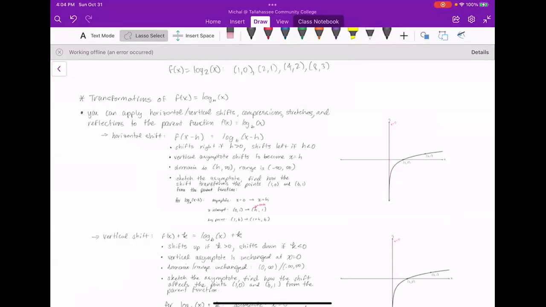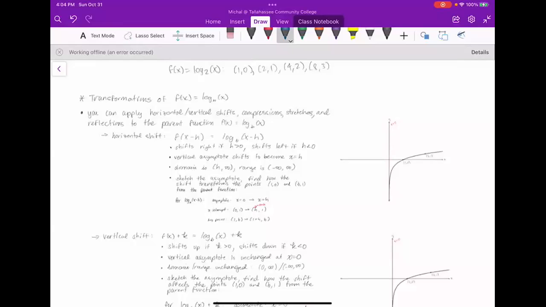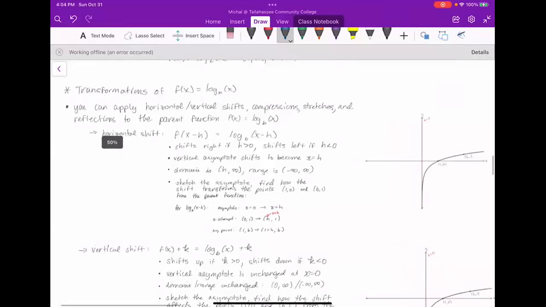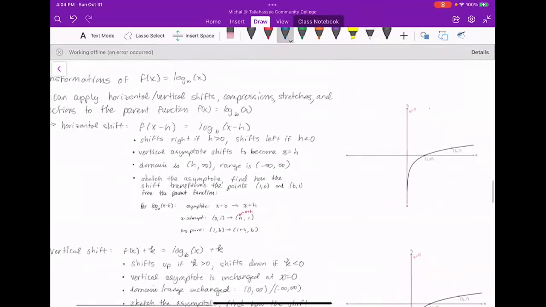So for example, if I wanted to do a horizontal shift, then I take my normal graph for f of x, and I'm going to shift it by a factor of h. If h is positive, then I shift to the right, and if h is negative, I shift to the left. So I'm going to do a little example like that. Keep in mind that in this case, the asymptote shifts along with my x-axis. So if I have a positive value of h, that would be a positive shift to the right. I might see x minus h in my equation, but x equals h becomes my asymptote.